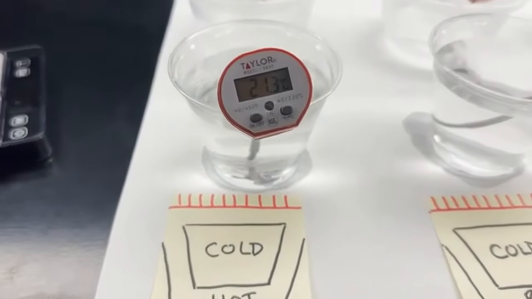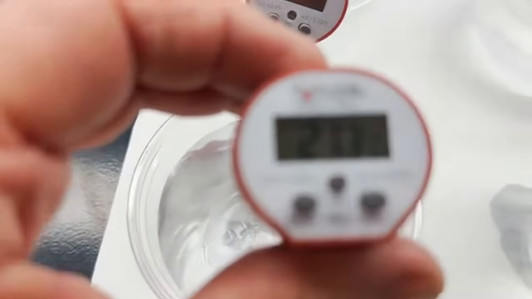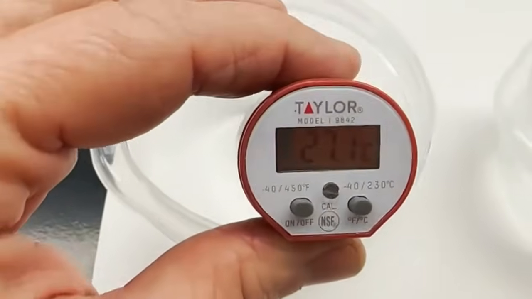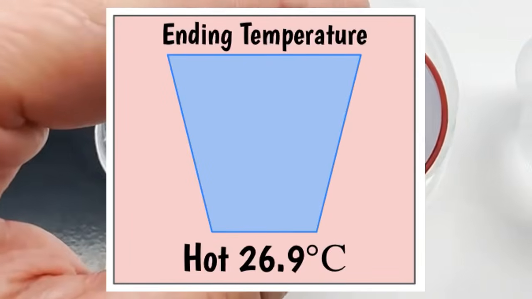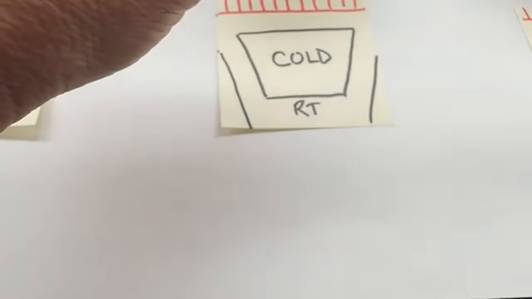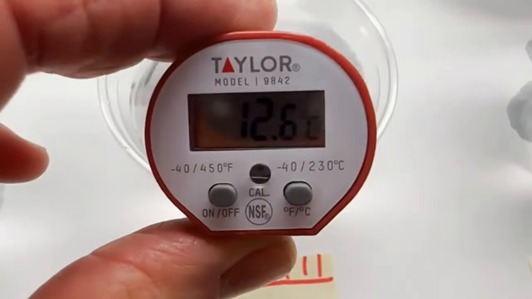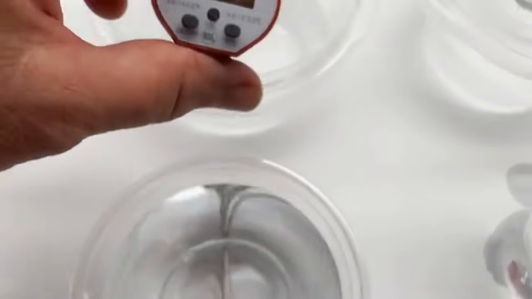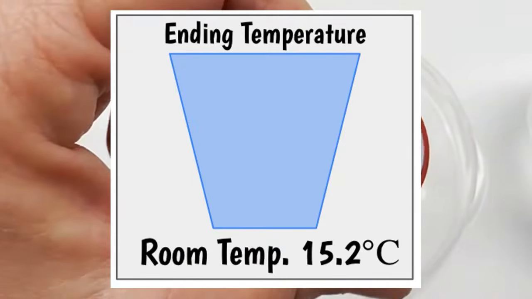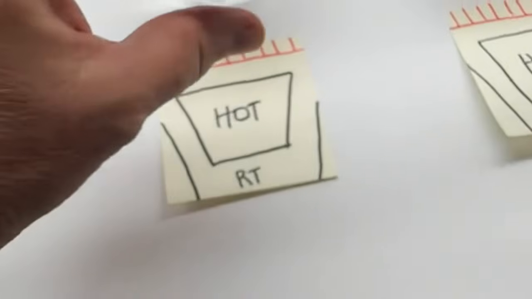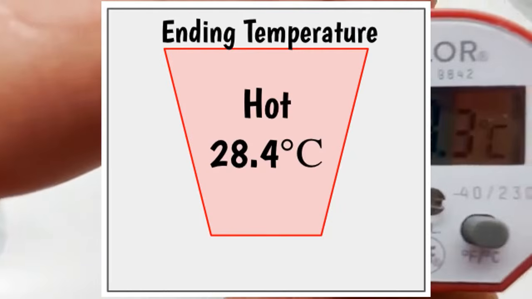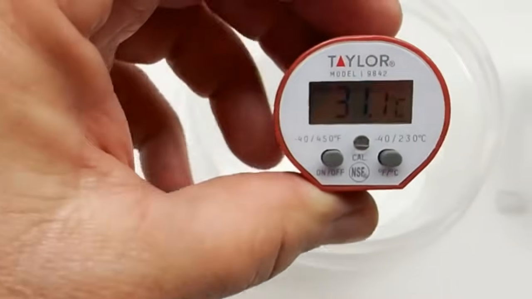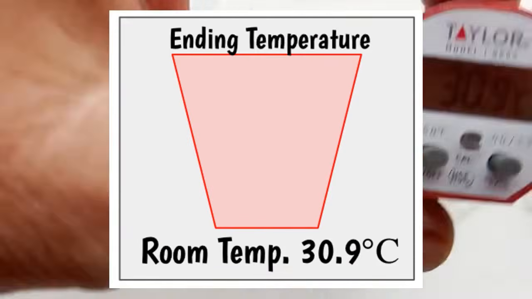The temperature now of the cold water that was inside is 21.4. And the hot water that was on the outside is now 26.9. The lighting in here is terrible. The cold water that was in the room temperature water is 12.6. The room temperature water that the cold water was in is 15.2. The hot water that was in the room temperature water is 28.4, and the room temperature water that the hot water was in is 30.9.